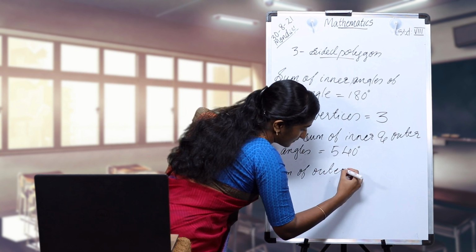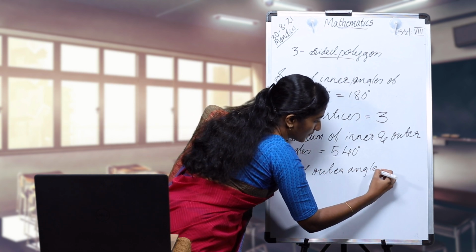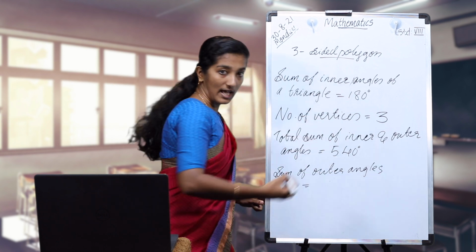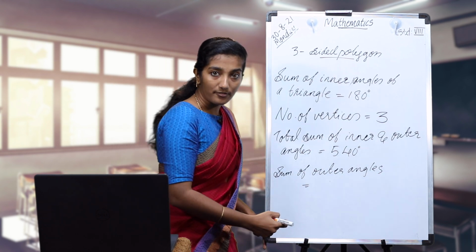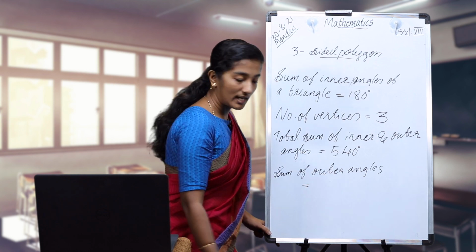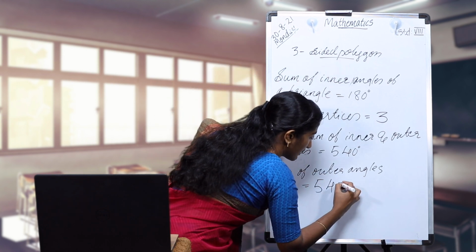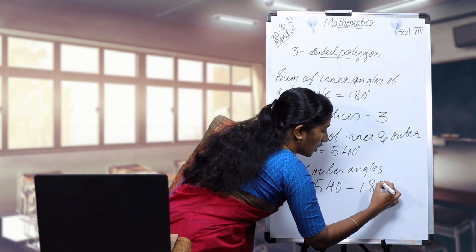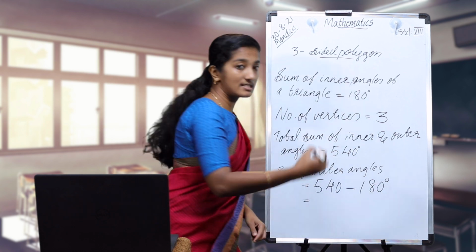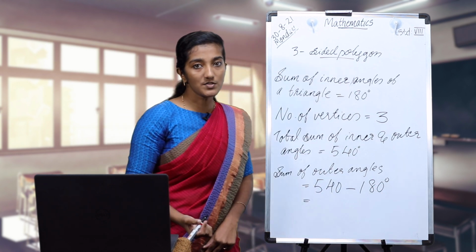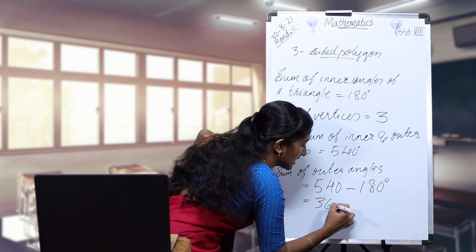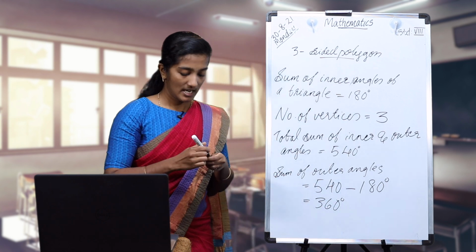For finding the sum of outer angles of a three-sided polygon, we have to subtract 180 degrees from 540 degrees. That is 540 minus 180. What is the answer? 540 minus 180 gives? Very good. It is 360 degrees.